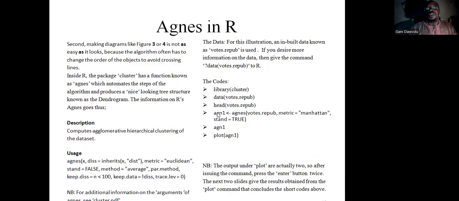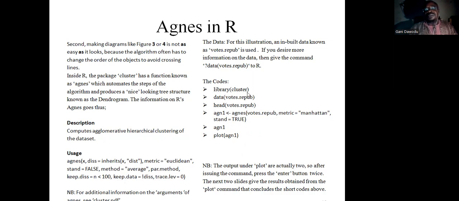Now, what's the provision of R towards this? Well, it's the description of Agnes, which is the function written in R to do agglomerative nesting. That's the description, usage, and this is the syntax. If you want more information on the data, just say help on data. The data we want to use is vote.repub. It will give you more information on that. And this is the code.